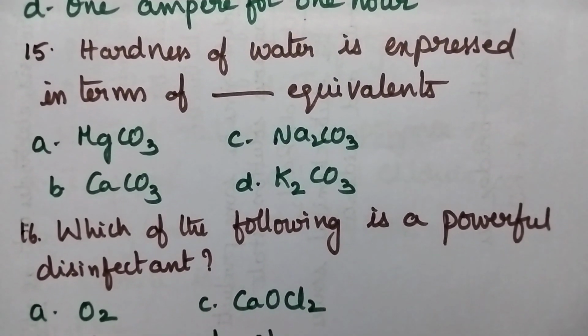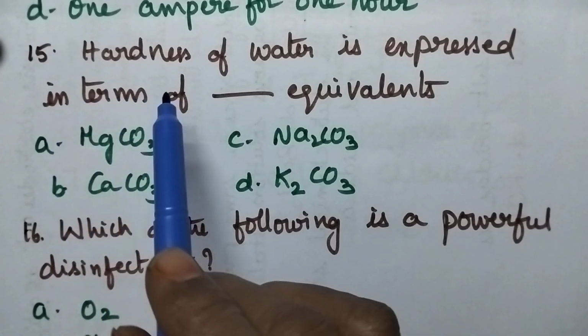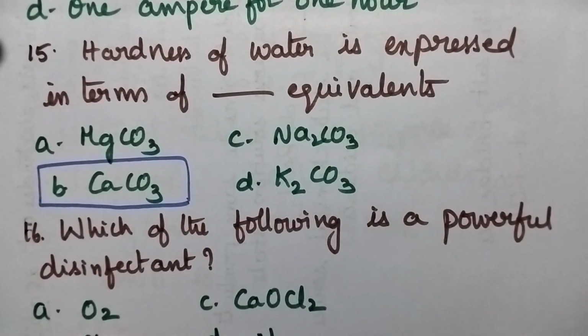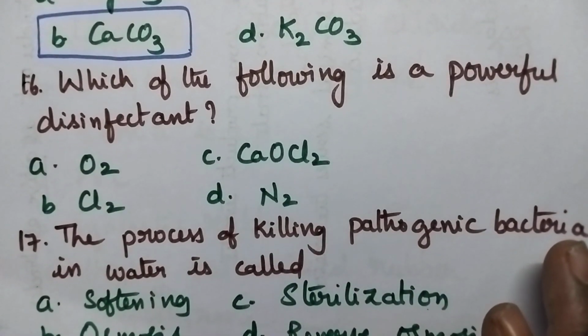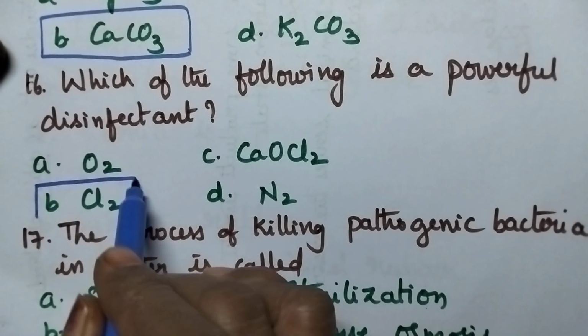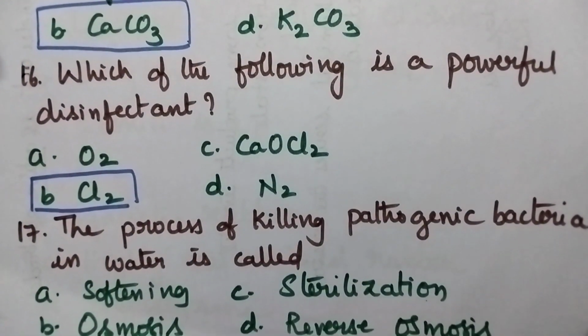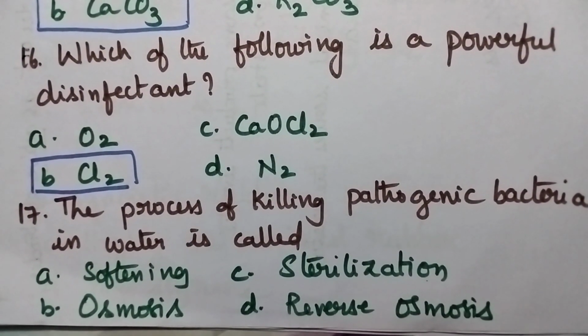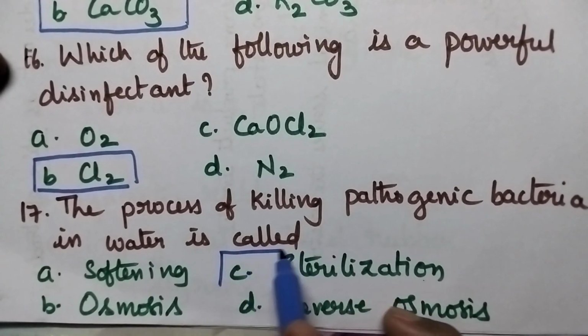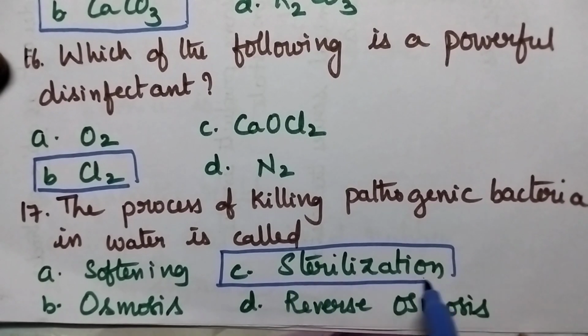The hardness of the water is expressed in terms of calcium carbonate equivalents. Which of the following is the powerful disinfectant? Chlorine is the powerful disinfectant. The process of killing pathogenic bacteria in water is called sterilization. So option C is the right answer.